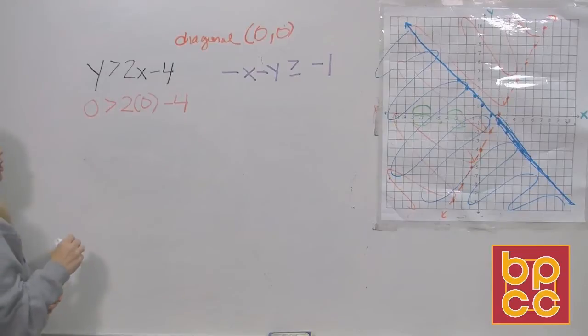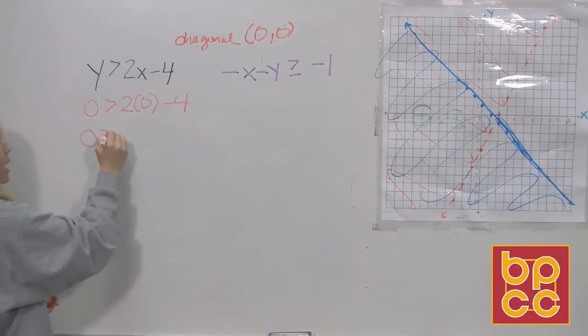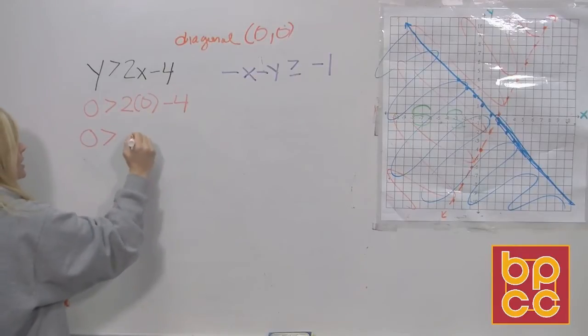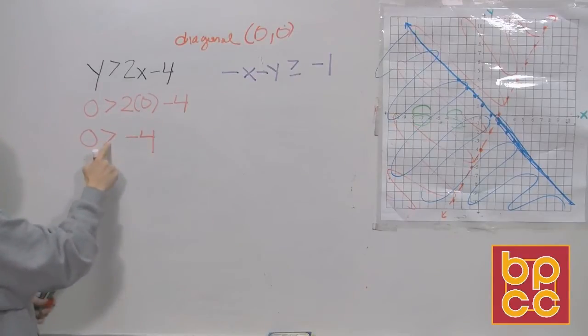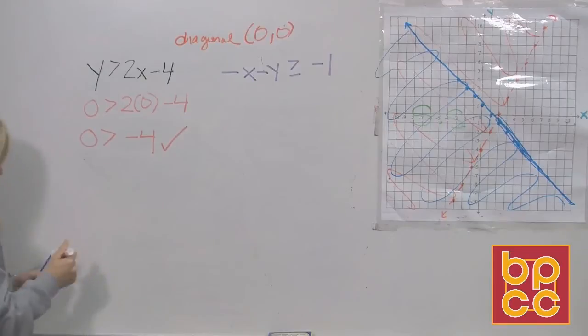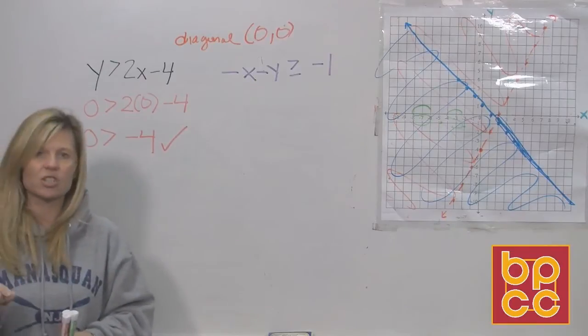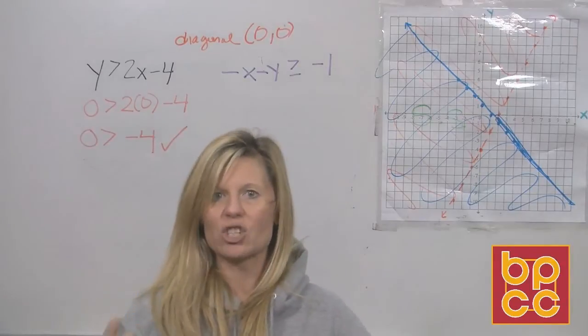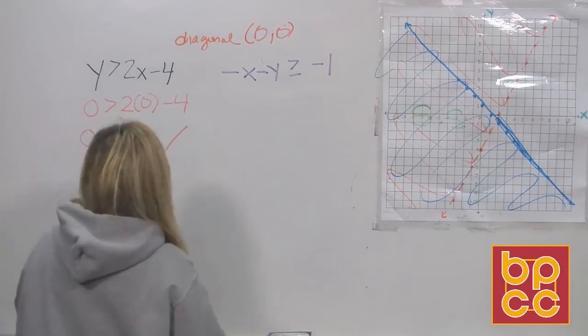We are not finished with the check till we get the balance. 0 is greater than 2 times 0, which is 0, minus 4 is negative 4. Is 0 greater than negative 4? Sure is. It checks. But that doesn't mean it's the solution. Remember when we did systems, to be a solution, it's got to check in both. So now we're going to check here.